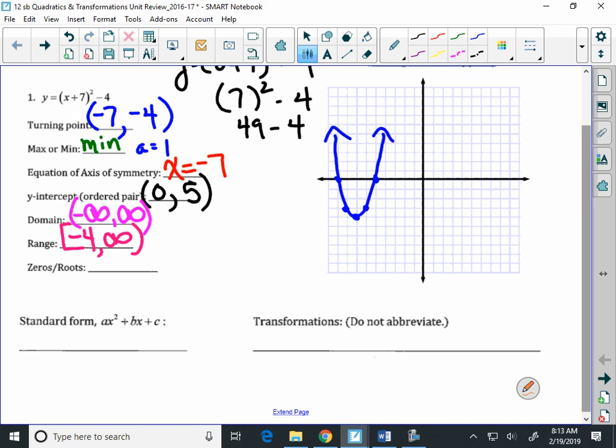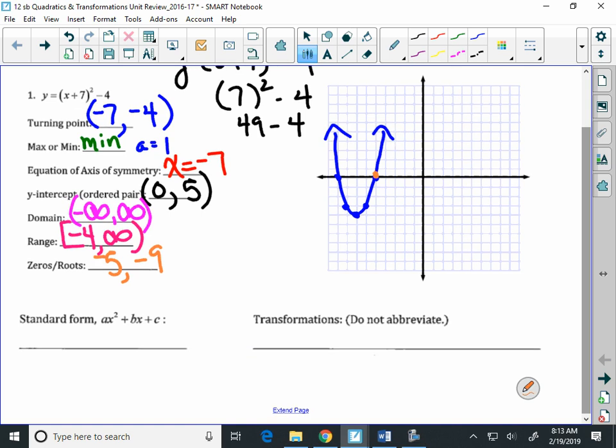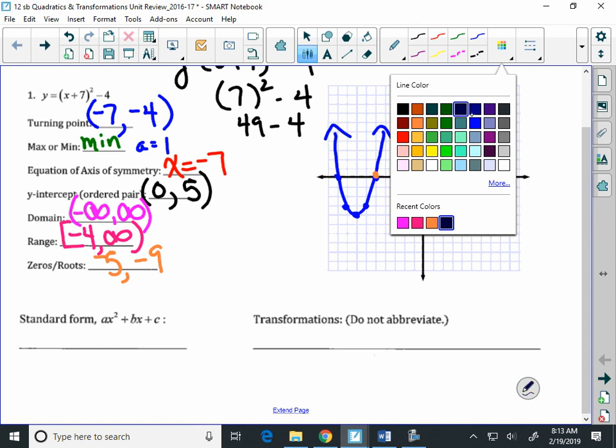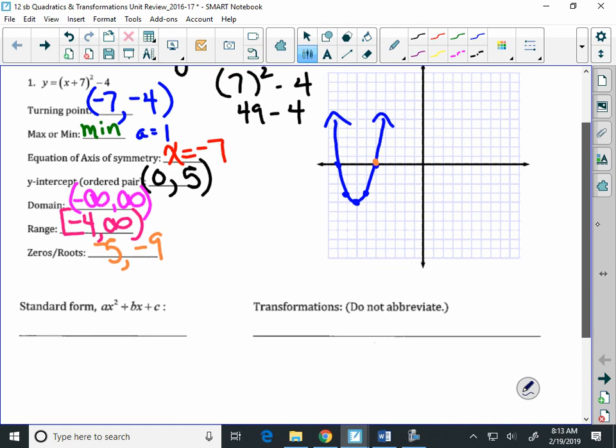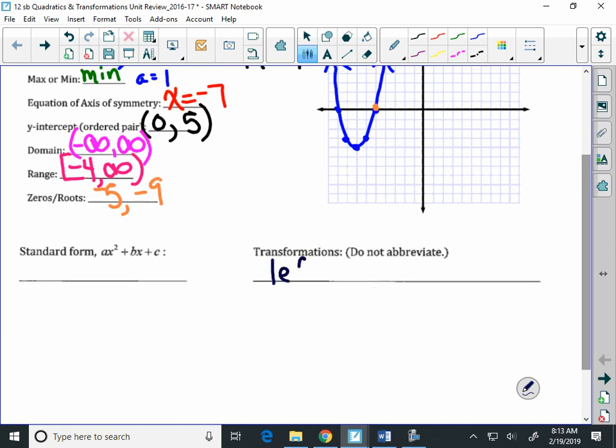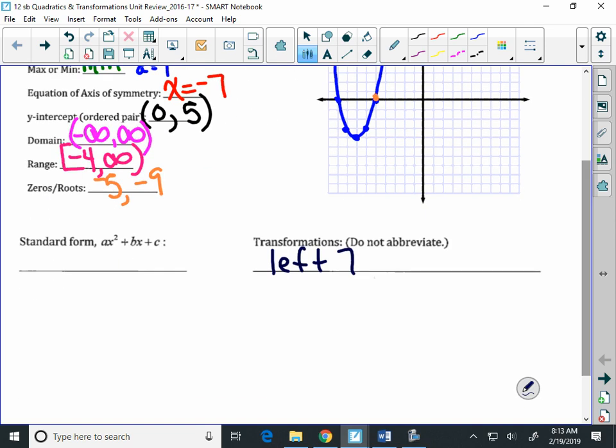Our zeros, our roots, our x-intercepts, our solutions are where the graph crosses the x-axis. And we cross here, which is at point 1, 2, 3, 4, -5. And then 6, 7, 8, 9, -9. Before I do the standard form, let's look at the transformations. And our transformations, there's really only 2. We moved our turning point and we had to go left 7, and we went down 4.